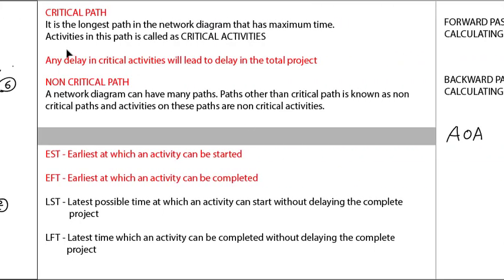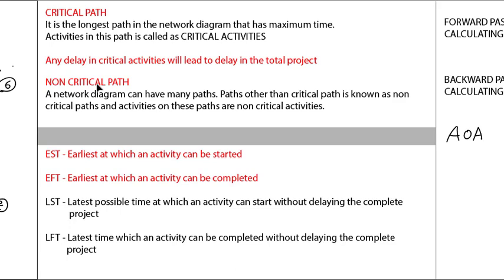So the first one is critical path. It is the longest path in the network diagram that has maximum time. Activities in this path are called critical activities. So the path that has the longest time is called the critical path, and the activities on that are known as critical activities. So any delay in the critical activities will lead to delay in the total project. So even if one critical activity is delayed by 1 day, then the entire project will be delayed by 1 day. Okay, so that's the importance of critical path.